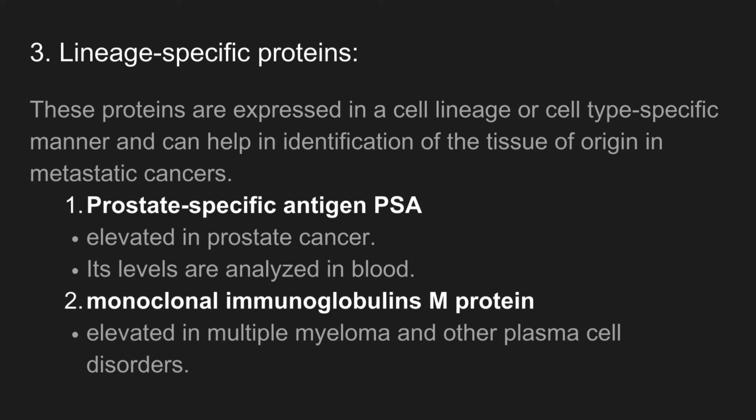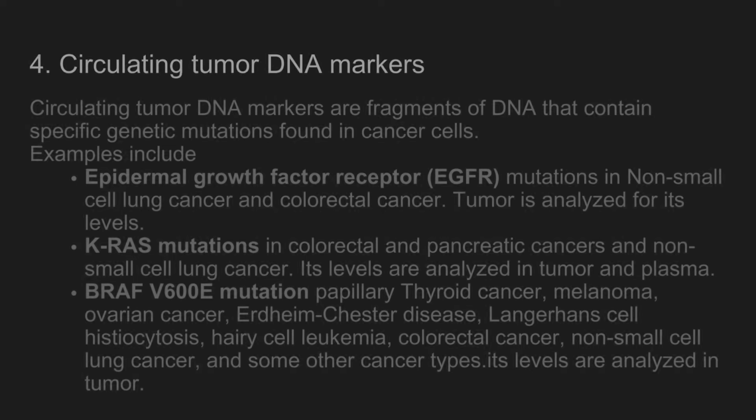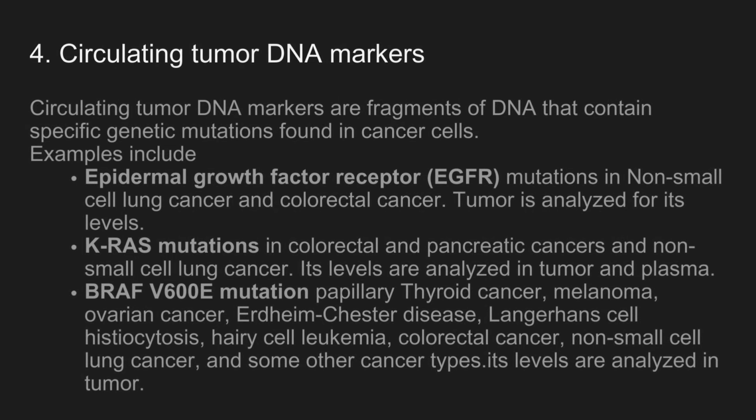Monoclonal immunoglobulins, M protein, elevated in multiple myeloma and other plasma cell disorders. Circulating tumor DNA markers. Circulating tumor DNA markers are fragments of DNA that contain specific genetic mutations found in cancer cells. Examples include epidermal growth factor receptor, which shows mutations in non-small cell lung cancer and colorectal cancer.